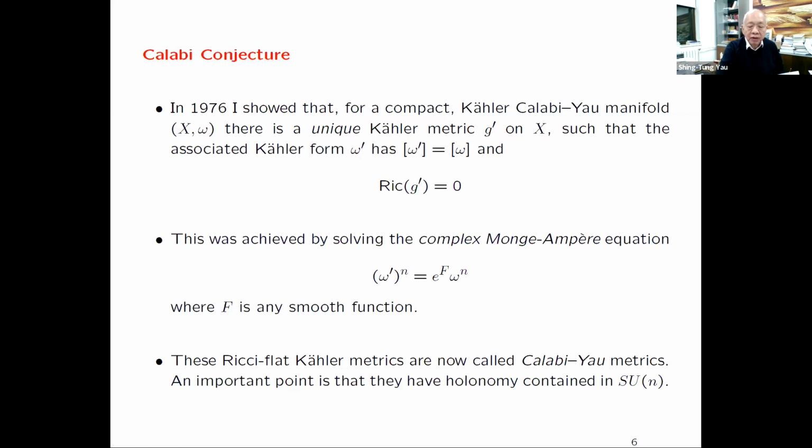And the important point, of course, is that the holonomy group of this manifold sits in SU(n) because it preserves the holomorphic n-form. So most Calabi-Yau manifolds, if simply connected, have a holomorphic n-form. And this holomorphic n-form reduces the holonomy group from U(n) to SU(n) because it is invariant under parallel transport.